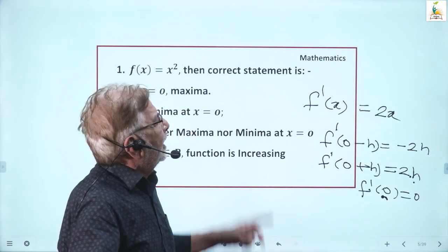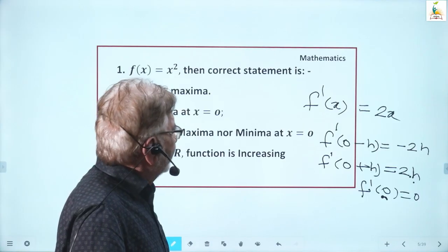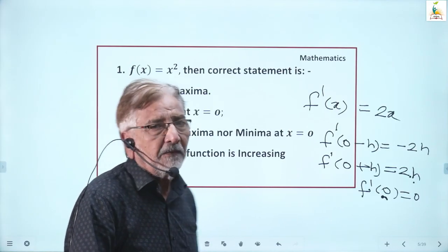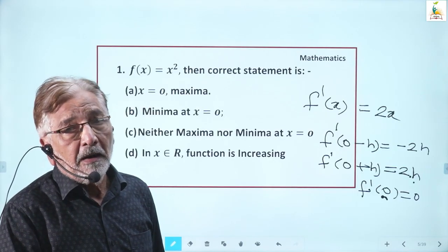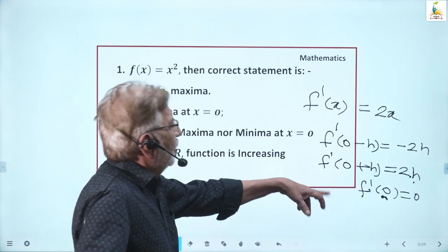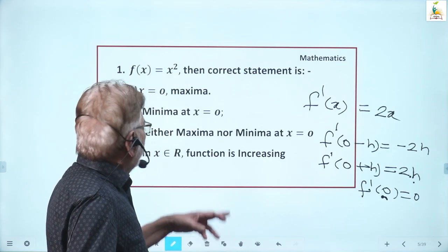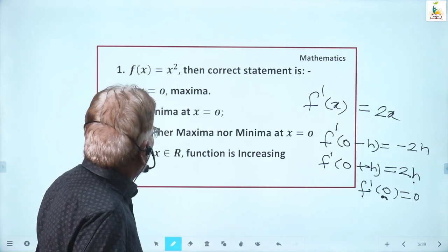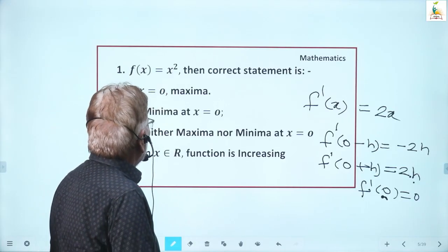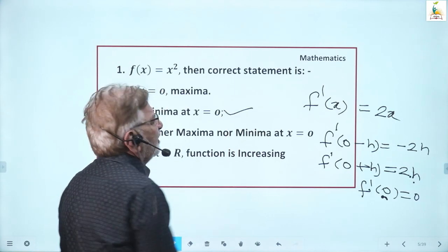Left differentiation is negative, right differentiation is positive. So function is minimum. In left of 0 it is less than 0 and in right of 0 it is greater than 0. So function is minimum at x equal to 0.